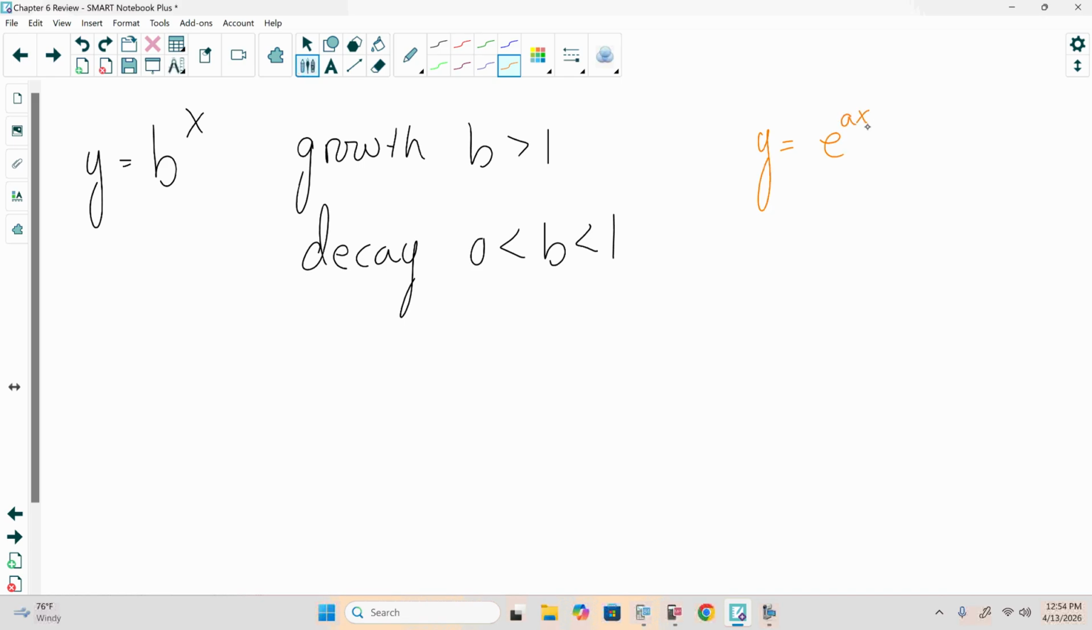If we get y equals e to the ax, it would be considered growth if a is greater than 0, and it would be decay if a is less than 0. Really what we're saying with this one here, when the base is e, if that exponent's positive, it's going to be growth. If that exponent's negative, it's going to be decay.